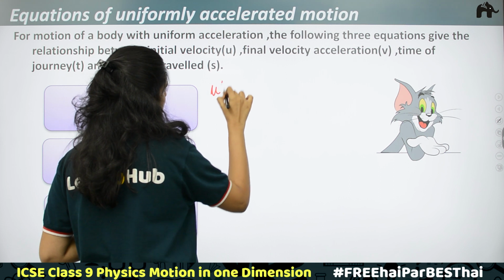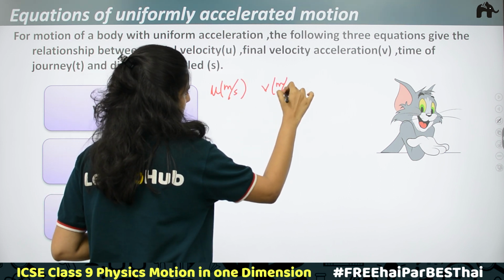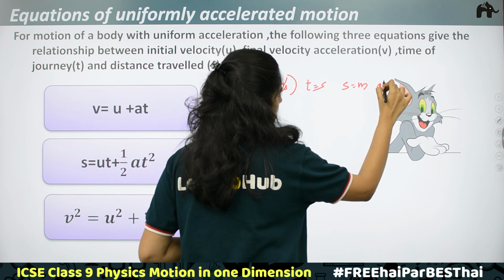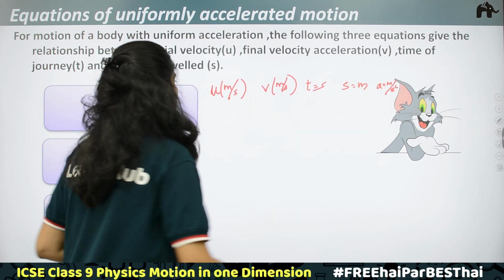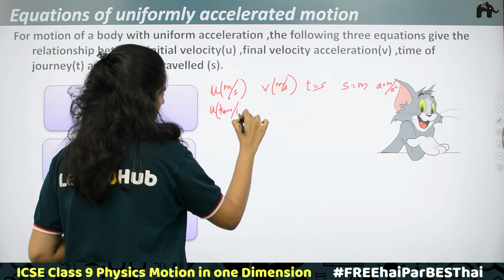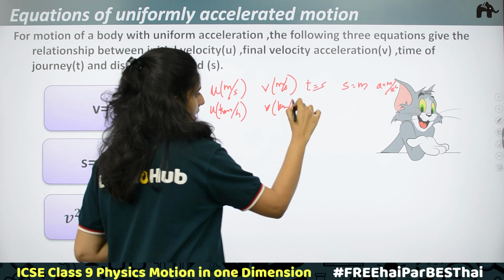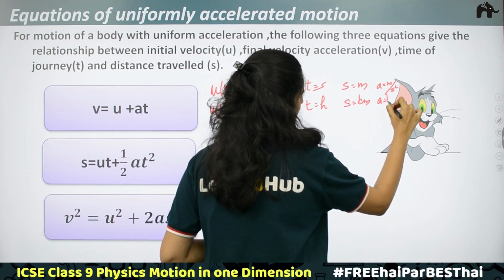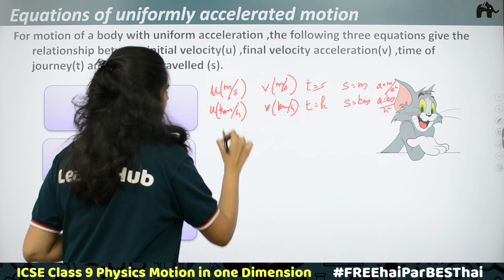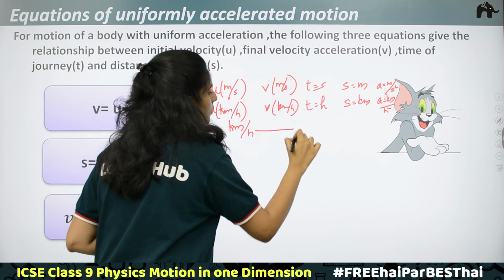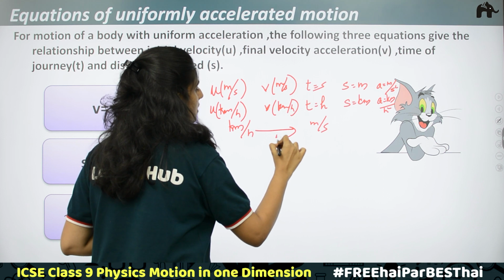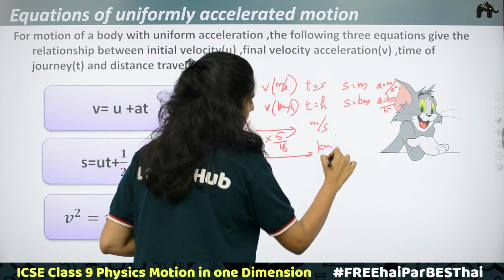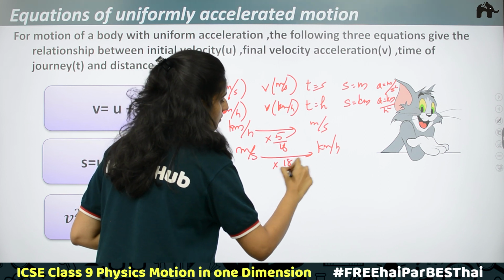When u is in meter per second, v is also in meter per second, time will be in seconds, distance will be in meters, and acceleration will be in meter per second square. If initial velocity is in kilometer per hour, then final velocity will also be in kilometer per hour, time will be in hours, distance will be in kilometer and acceleration will be in kilometer per hour square. If we have the velocity in kilometer per hour, we know how to convert it into meter per second: we have to multiply with 5 by 18. If the velocity in meter per second is to be converted to kilometer per hour, multiply with the reciprocal, which is 18 by 5. These are just the basic things.